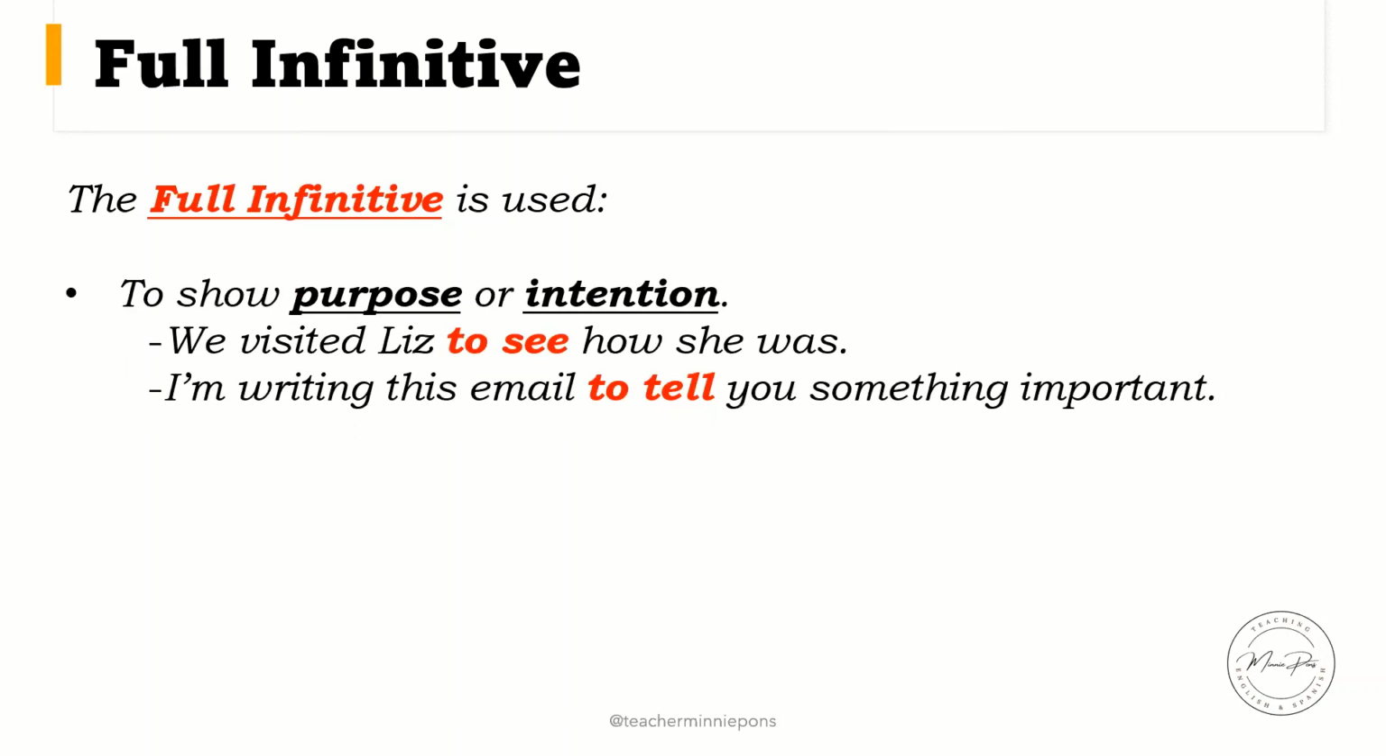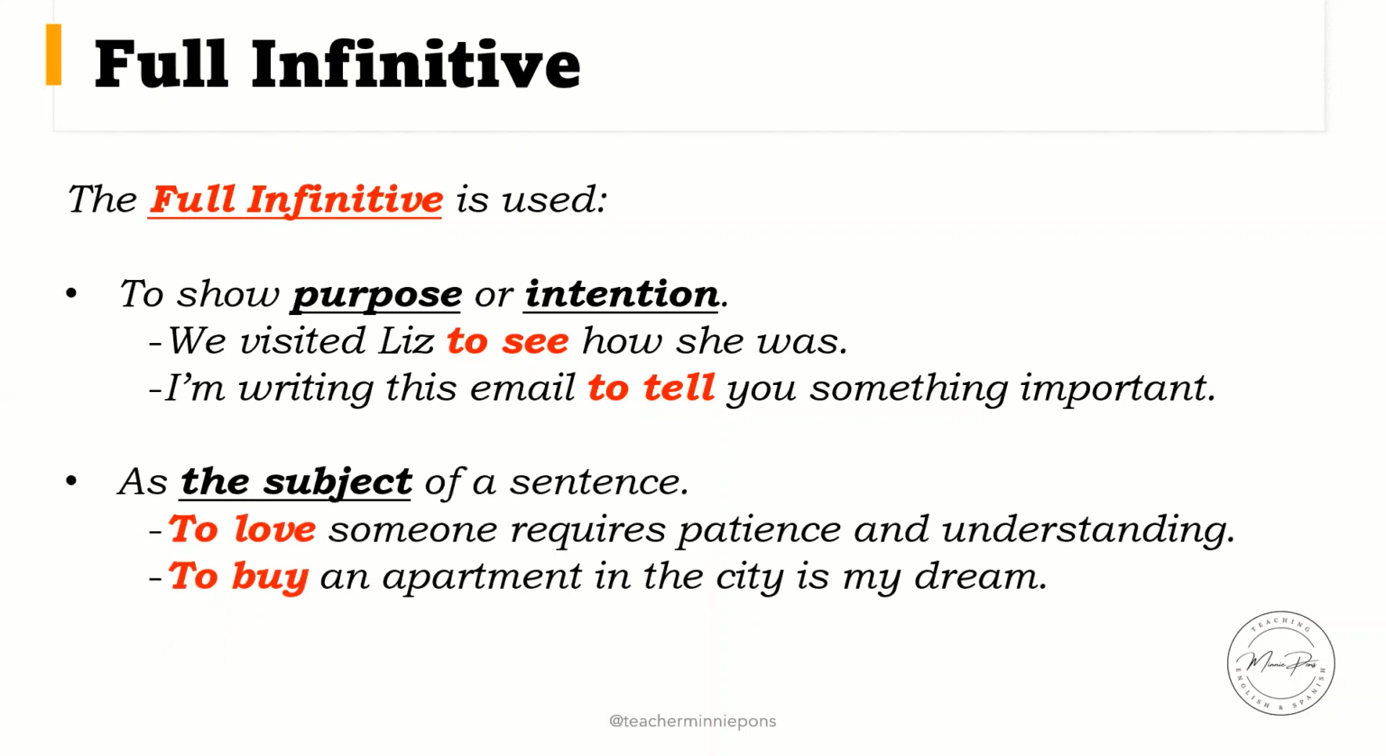The first use is to show purpose or intention. For example, we visited Liz to see how she was. I'm writing this email to tell you something important. The second use is as the subject of a sentence. For example, to love someone requires patience and understanding. To buy an apartment in the city, it's my dream.